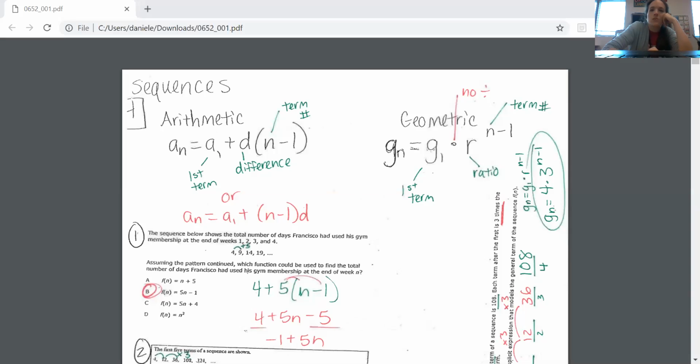Hey, hey, hey, here to talk about sequences today. So if you need the review of this sequence page right here, that's what we're going to talk about.